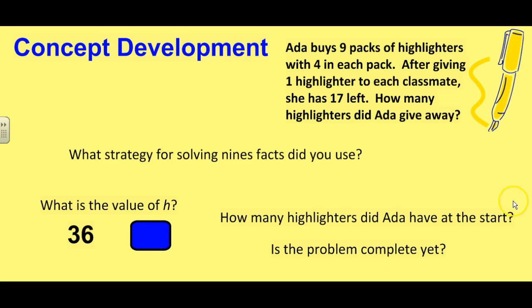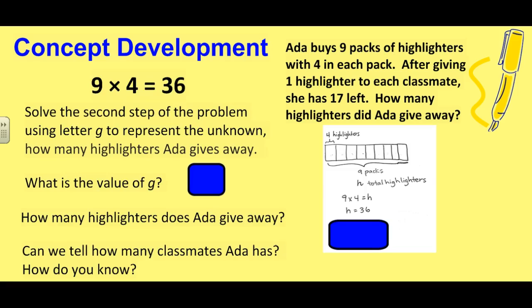So how many highlighters did Ada have to begin with? She had 36 highlighters. So now, is our problem complete? Does that answer the question, how many highlighters did Ada give away? Did she give away 36 highlighters? No, she did not give away 36 highlighters, because the problem still said that after giving 1 highlighter to each classmate she had 17 left over. So now we've got to go on to our next step of the problem.